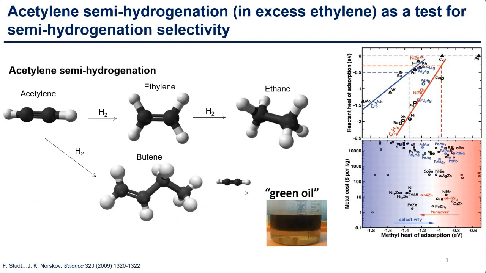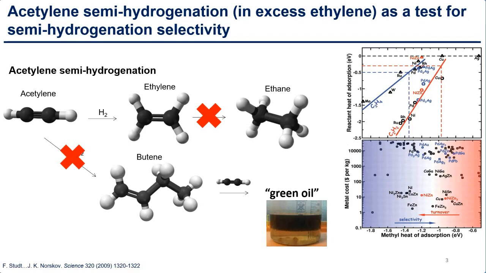To examine the influence of nuclearity and composition of intermetallics on semihydrogenation selectivity, we've chosen to use acetylene as our model compound. As you can see on the top, the preferred reaction is the hydrogenation of acetylene to ethylene, while avoiding the overhydrogenation of ethylene to ethane, and correspondingly minimizing or eliminating oligomerization of acetylene to butene or even higher carbon number products referred to as green oil.